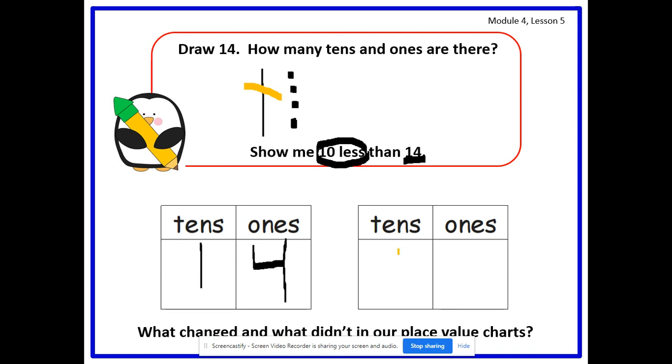Now, help me fill in my other place value chart to show the change. How many 10s do I have now? Get ready. 0. Yes, I don't have any 10s anymore. And how many 1s? Get ready. Yes, 4 ones.